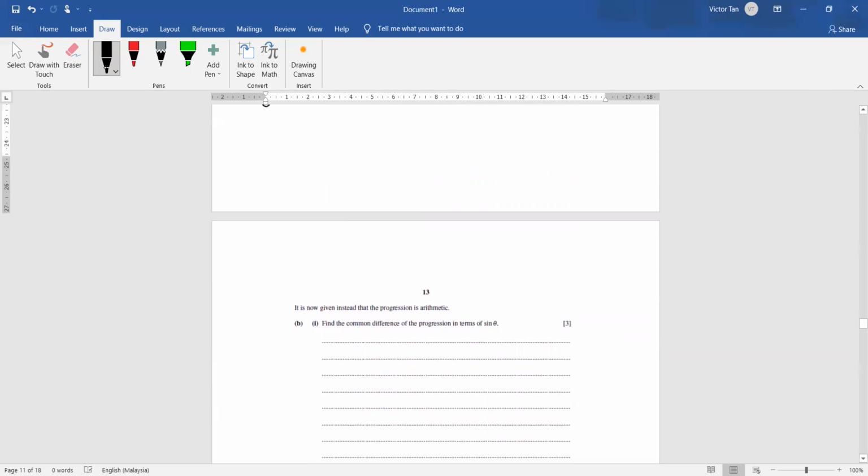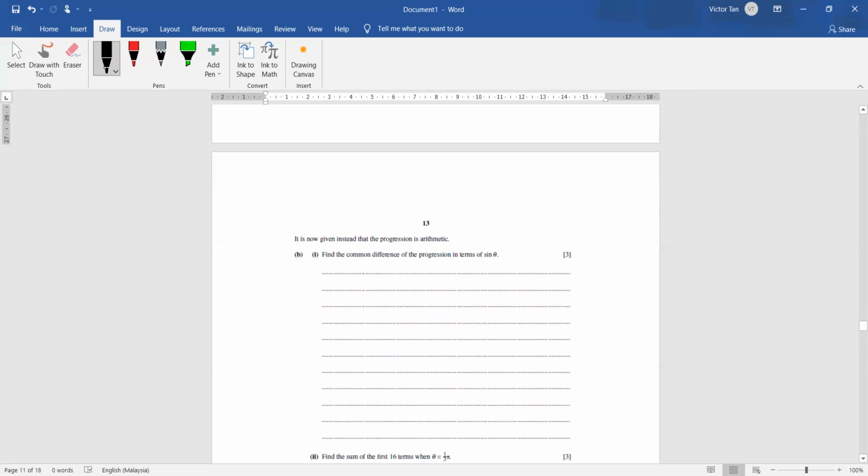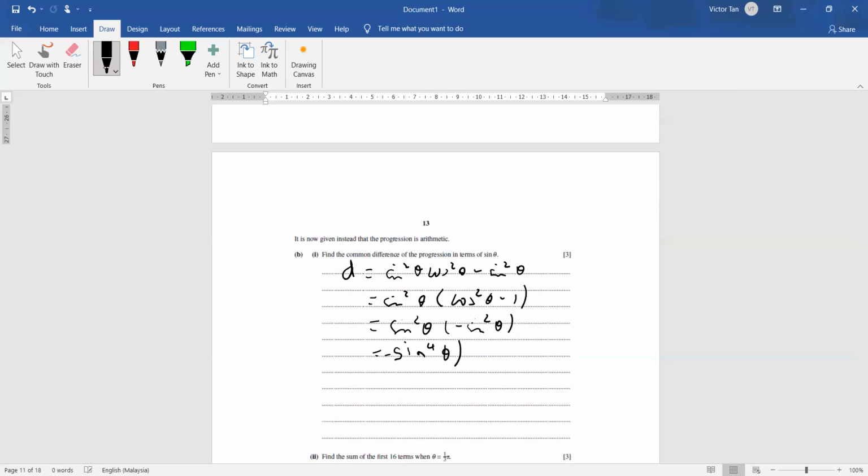It is now given that instead the progression is arithmetic. Find the common difference of the progression in terms of sine theta. So the difference is the second term, sine square theta cos square theta, minus the first term. Factorizing, cos square theta minus 1 is minus sine square theta, so it will be minus sine to the power 4 theta. Okay? That is the answer.